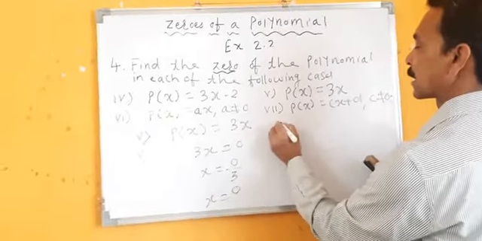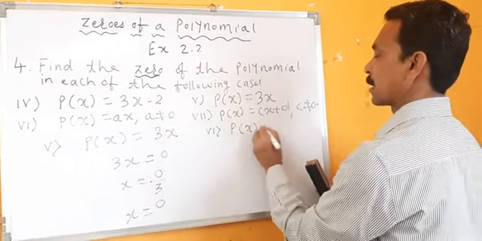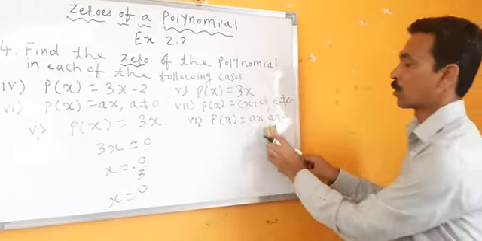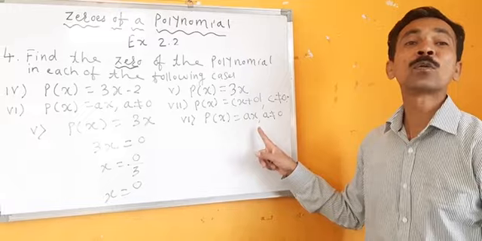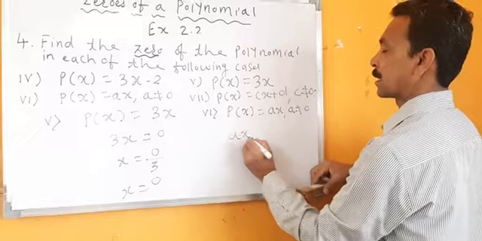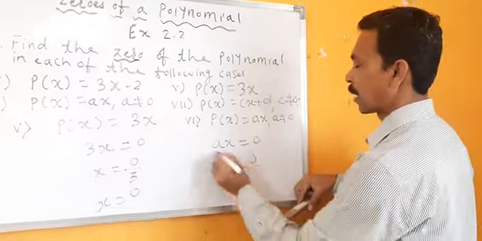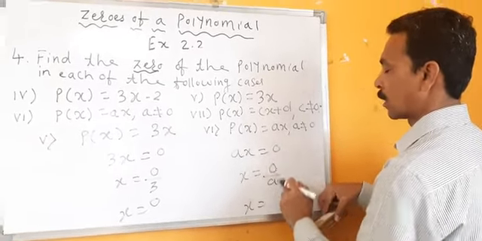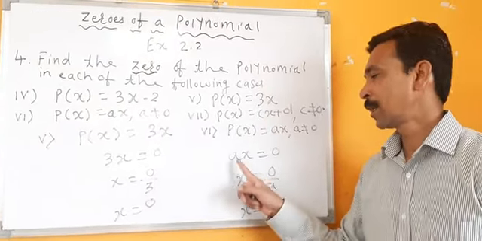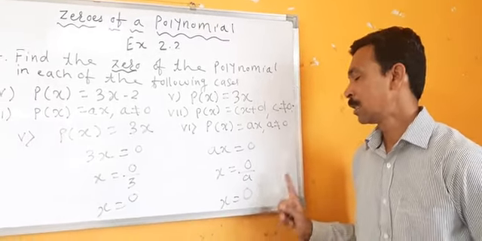And now, sixth sum. Sixth sum is P of x is equal to ax, where a is not equal to 0. So I will write here ax is equal to 0. So x is equal to what? 0 upon a. X is equal to, what is 0 upon a? 0. Ax means a into x. So a will go in the denominator. So x is equal to 0 upon a. X is equal to 0.